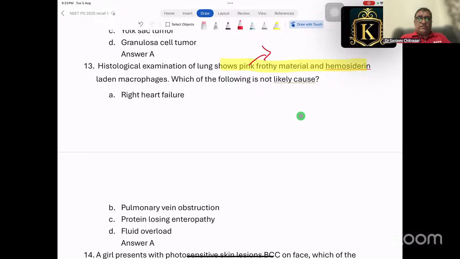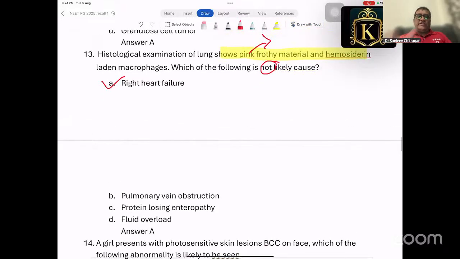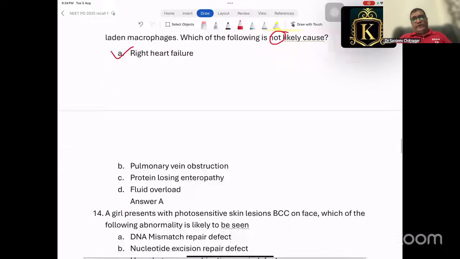So they have asked which is not the likely cause. Right heart failure, that is the correct answer. Pink frothy material and hemosiderin mean what is happening? There is edema in the lung, pulmonary edema. Hemosiderin macrophages happen due to congestion in the lung, and pink frothy material can be any edema, right? So pulmonary vein obstruction will lead to pulmonary congestion.